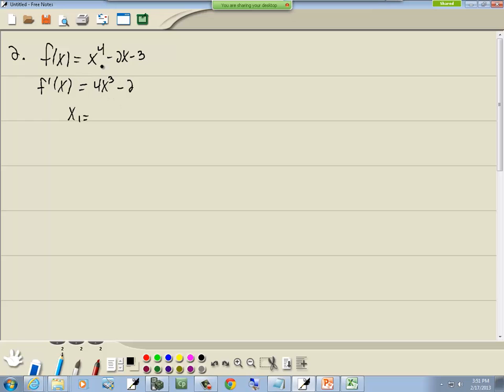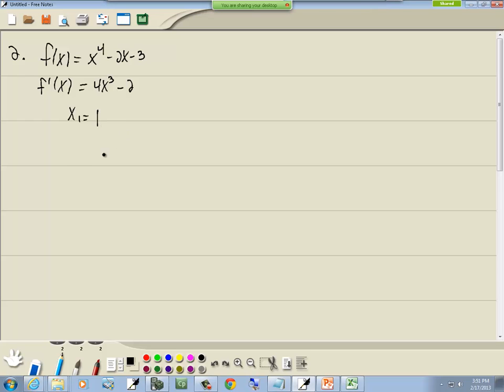Let's see, if I put 2 in here. 2 to the fourth is 16. Negative 2 times 2 is negative 4. Negative 3 is negative 7. That's further away. If I put 0 in here, that would go away, that would go away, and I'd be left with negative 3.